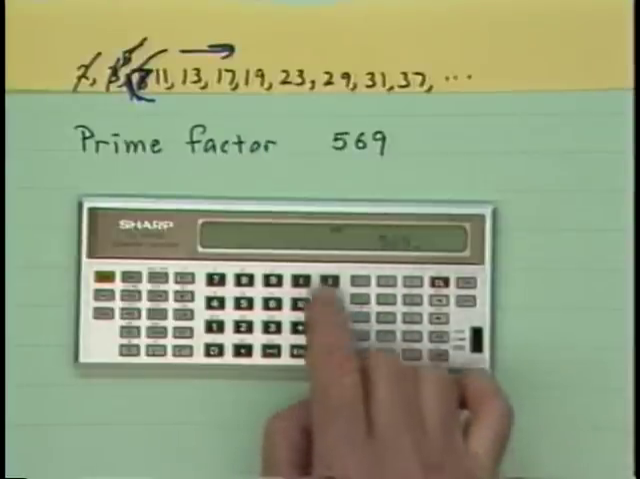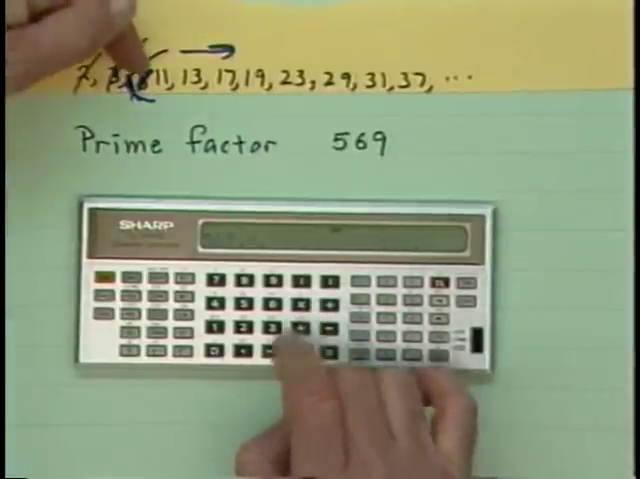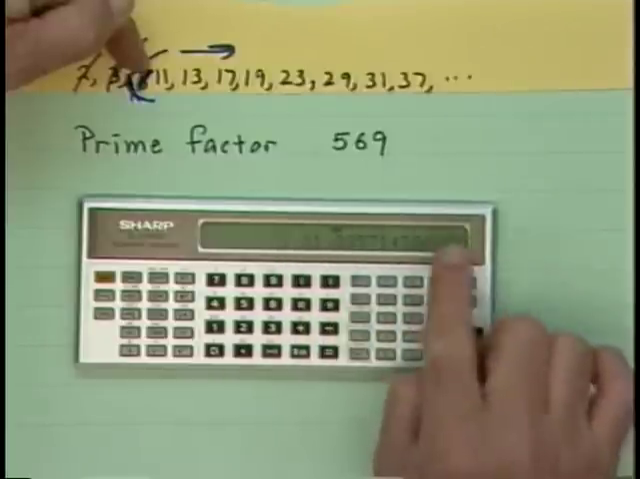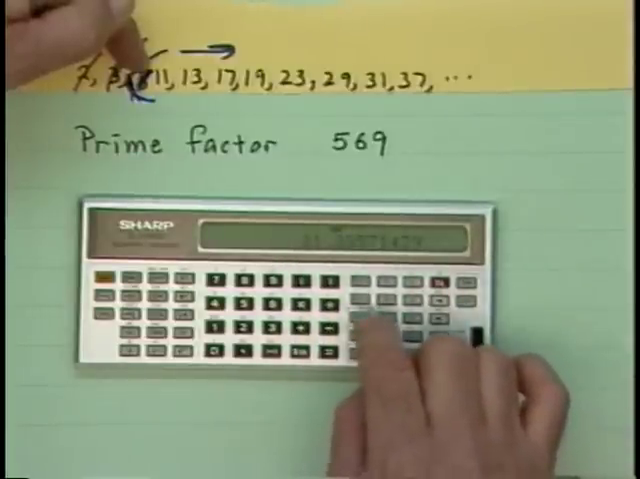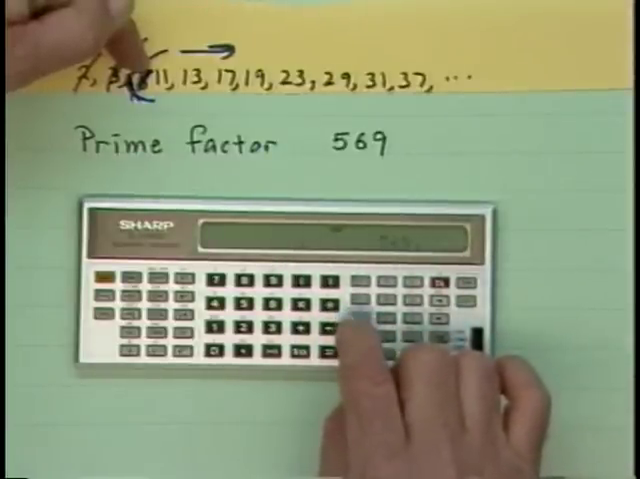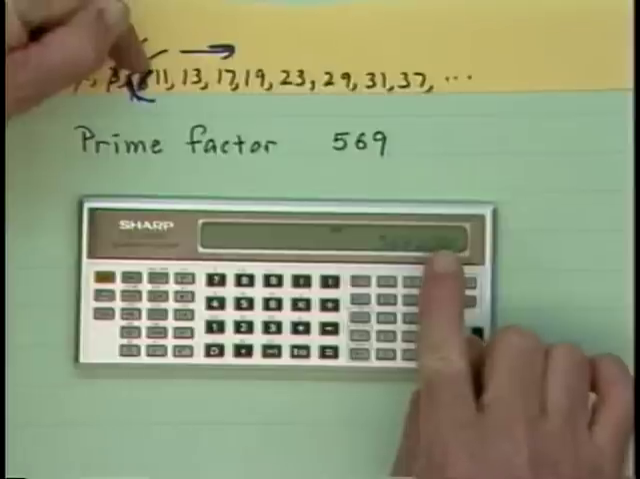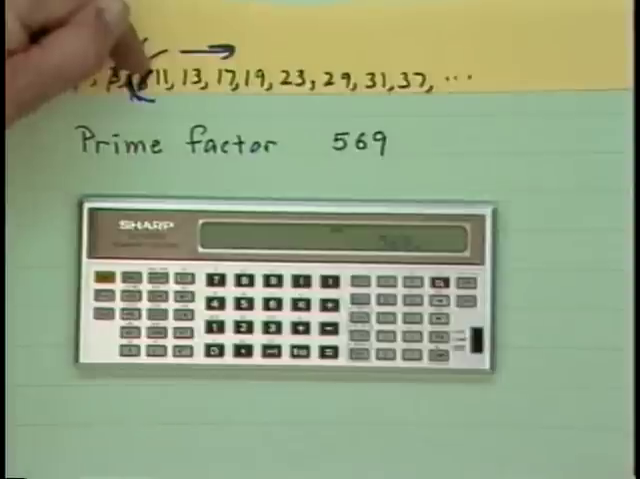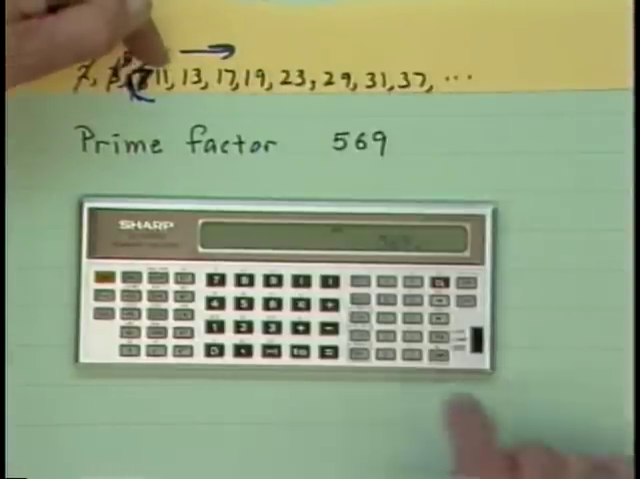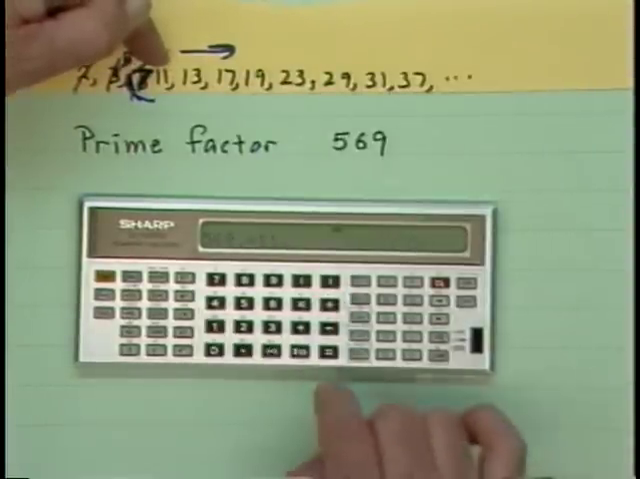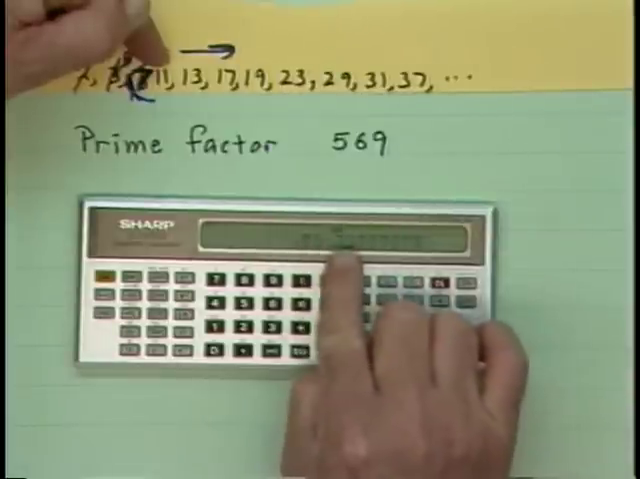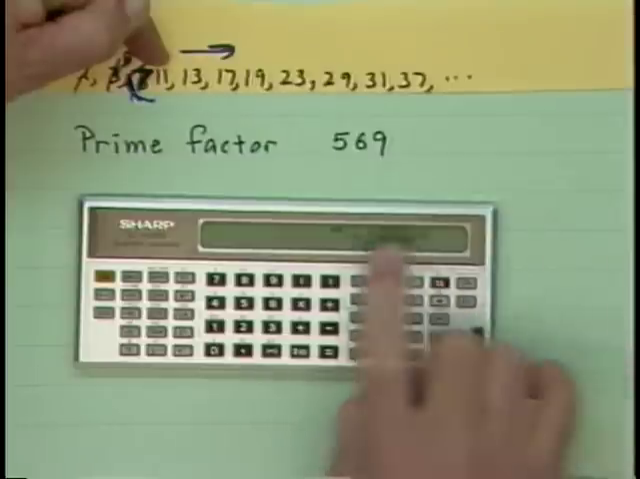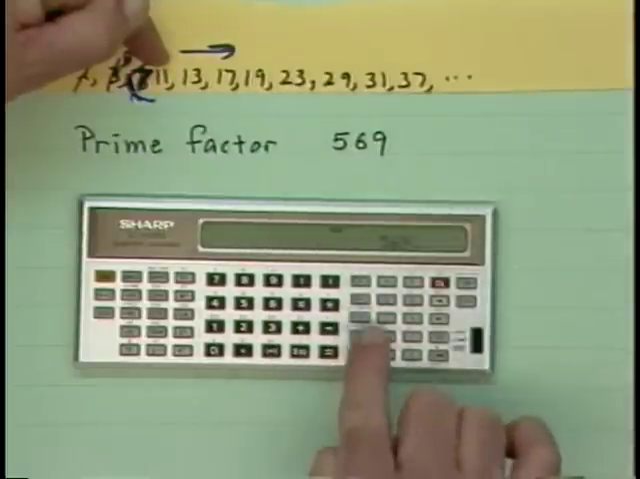I can use it like divide by 7 equal. When I see it won't go in, all I need to do is to push recall memory. My division has been erased, and this has been pulled out of memory and put back onto the calculator for me. So now I can simply put divide by 11 equals. Won't go in evenly, so push the recall key. I've erased and pulled this back with one punch.